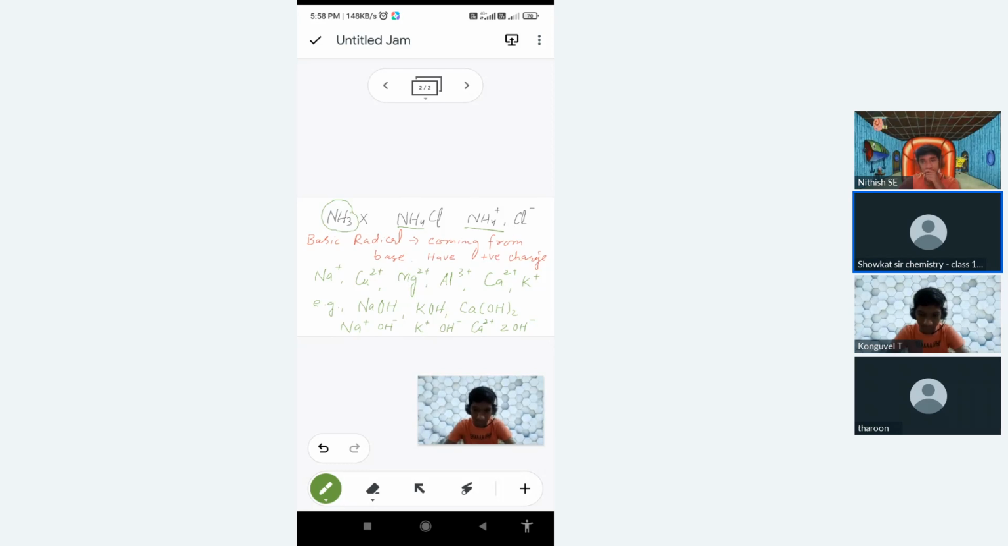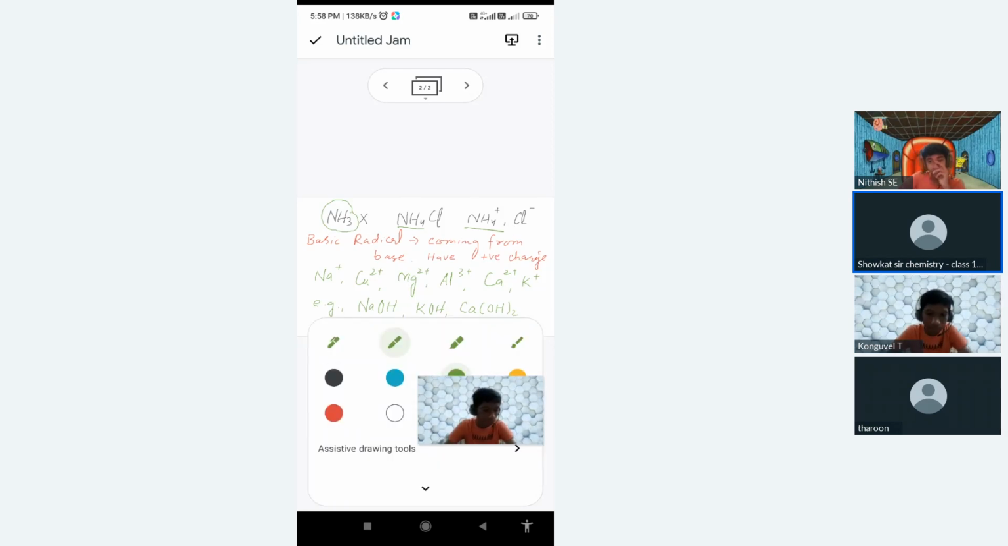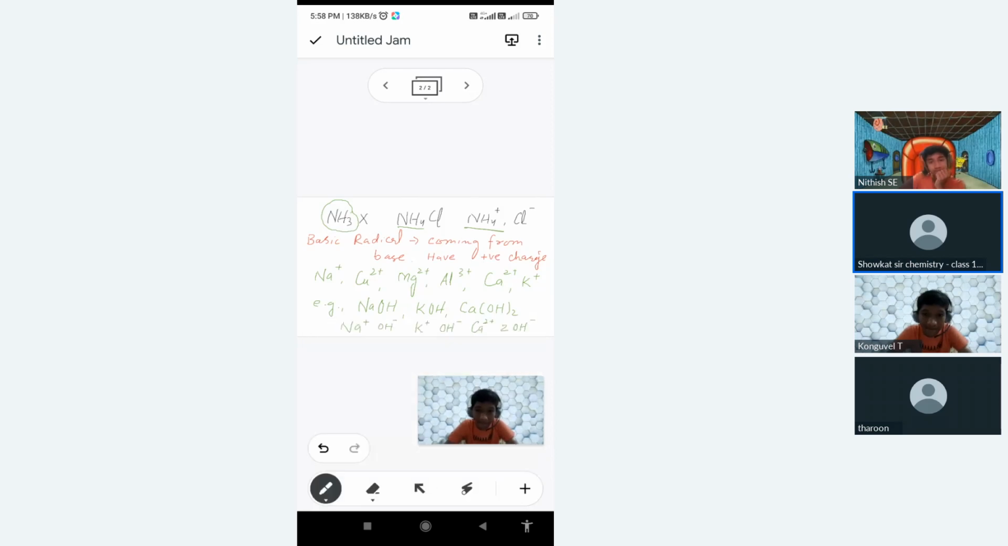Okay, sure, no problem. Basic radicals are those ions which are having positive charge. Just we are having this any positive, so this is definitely your basic radical. Cu divalent positive. So all positively charged species are your basic radicals. They are coming from the base.